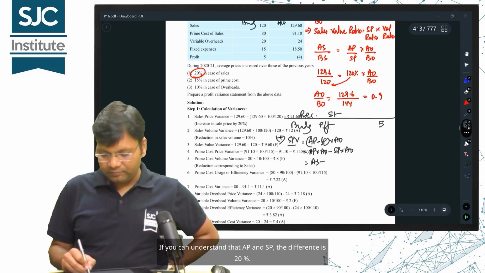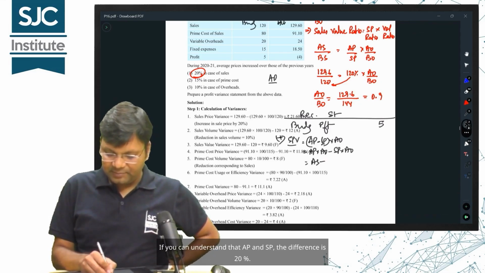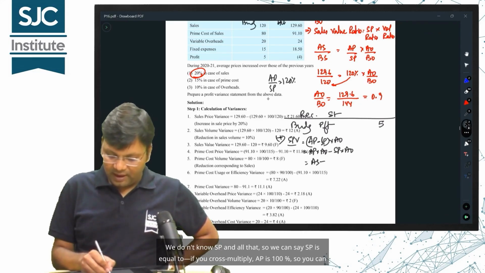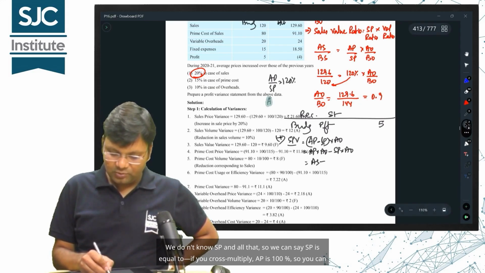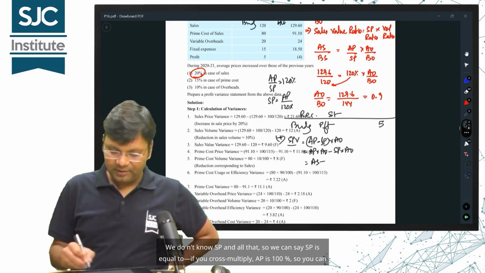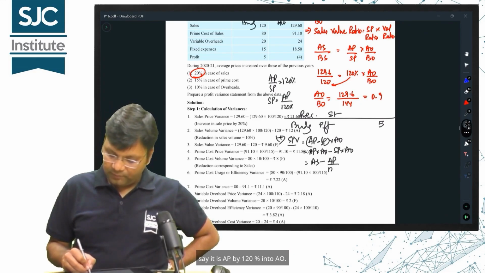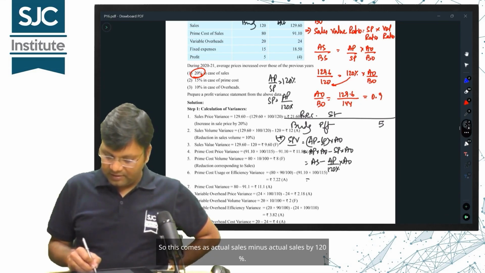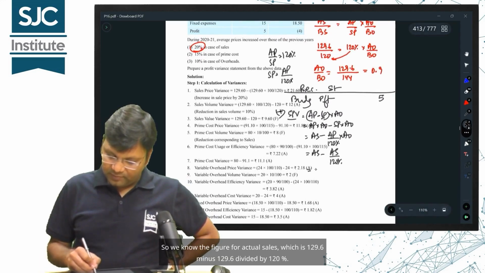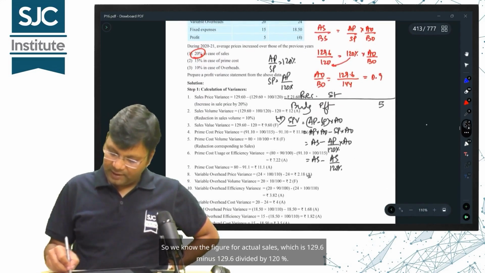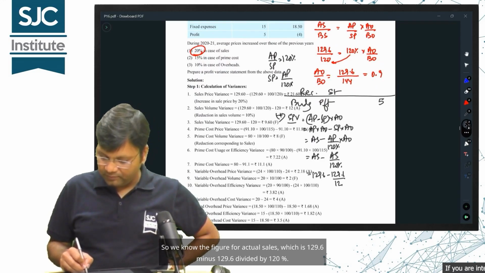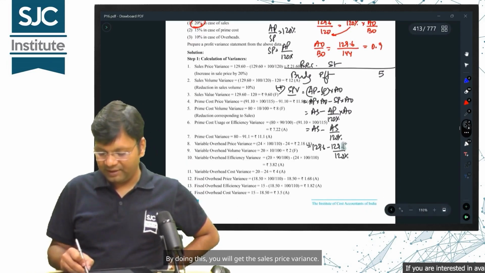How will SP come? If you can understand that AP and SP, the difference is 20%. We don't know SP, so we can say SP is equal to, if you cross multiply, AP is 100%, so you can say it is AP by 120% into AU. So this comes as actual sales minus actual sales by 120%. So we know the figure for actual sales, which is 129.6, minus 129.6 divided by 120%. By doing this, you will get the sales price variance.